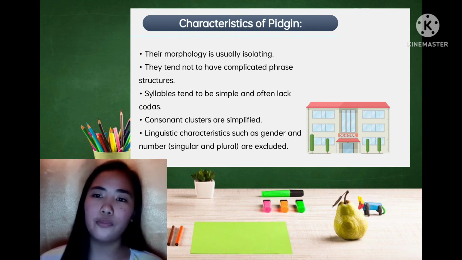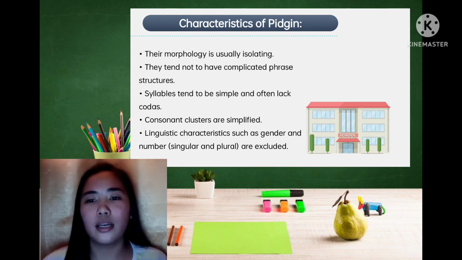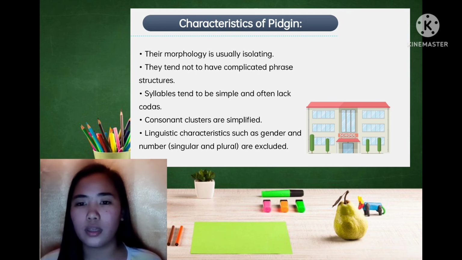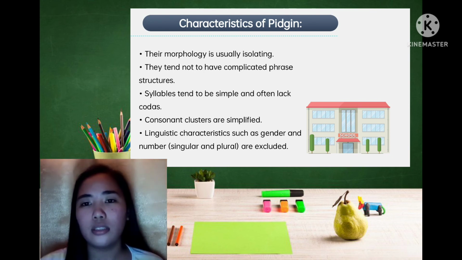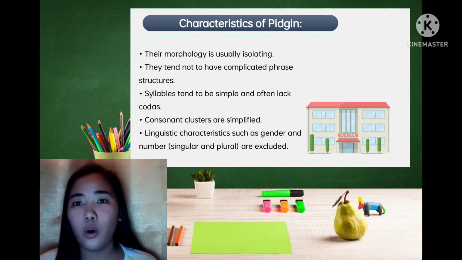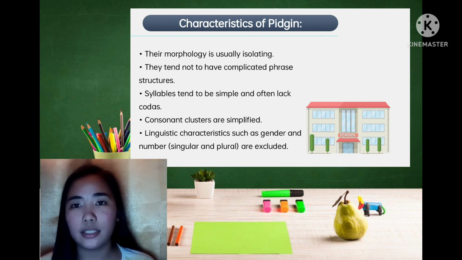Linguistic characteristics such as gender and number, singular and plural, are excluded. An example of pidgin is "if can, if no can, no can," which means if I can get to it, I will; if not, I cannot. As you see, that pidgin doesn't have the right grammar because the speaker only says what he can say so that the person he or she is talking to can understand what is being said. If can, if no can, no can.